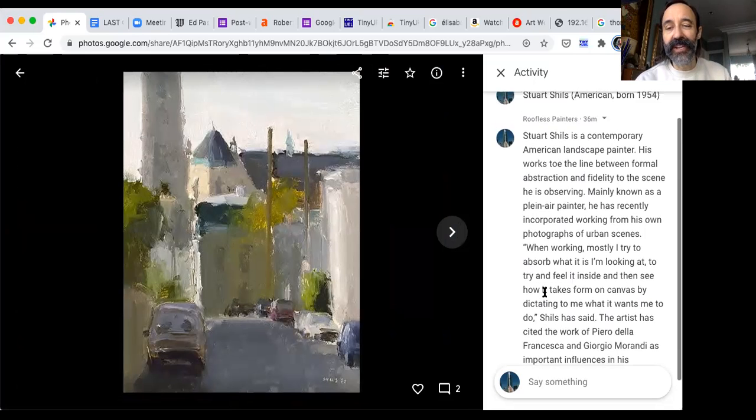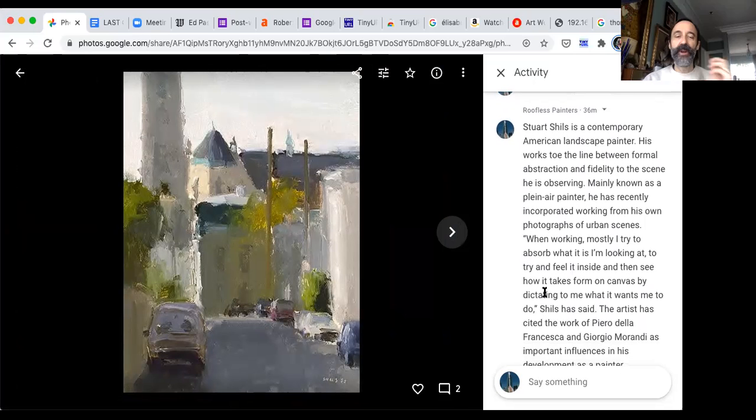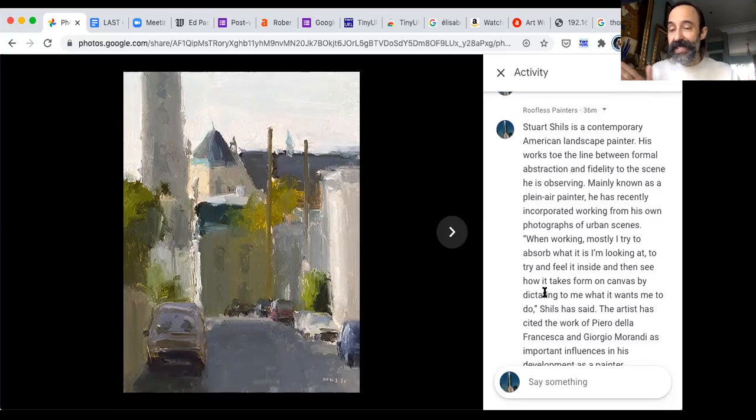This is an American artist, a contemporary American artist. My intention with this presentation is to go from the Vermeers and the Monets and all that, classicism, to something more contemporary. I love this painter. He's not super well known, Stuart Shills. He has a very peculiar personal way of approaching streetscapes.